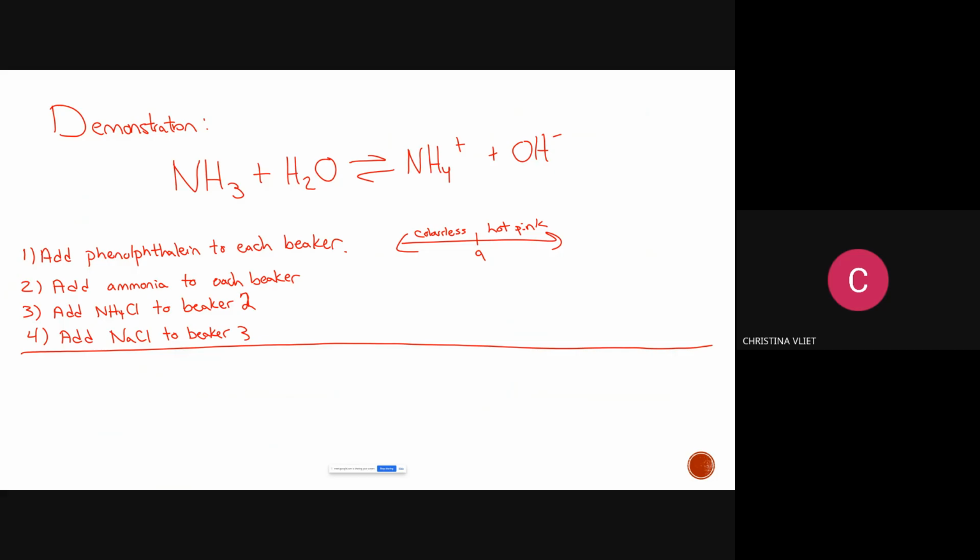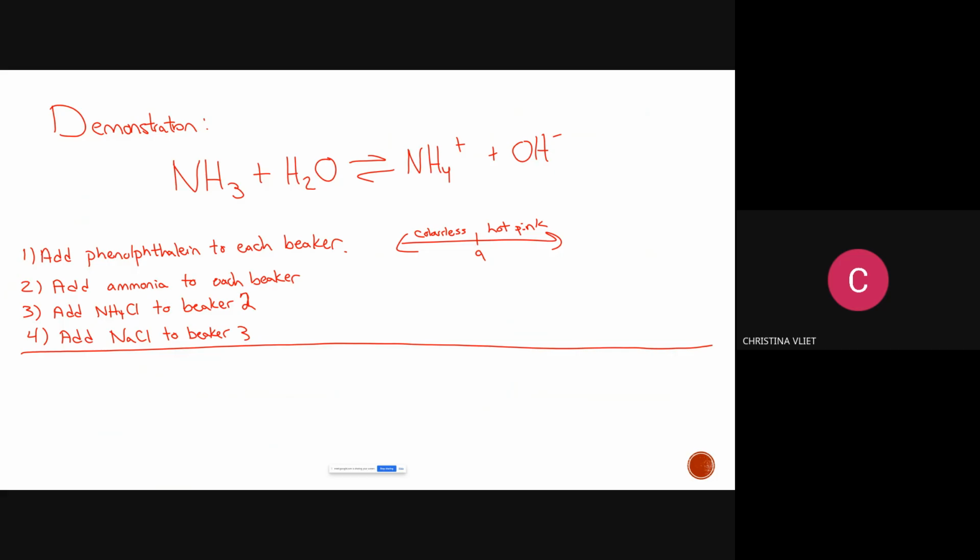So now I have a sample of NH4Cl. I'm going to go ahead and add it to this one just because. So I'm going to add a little bit here. What happened? I added NH4Cl. Why did that happen? Why did the color go away?